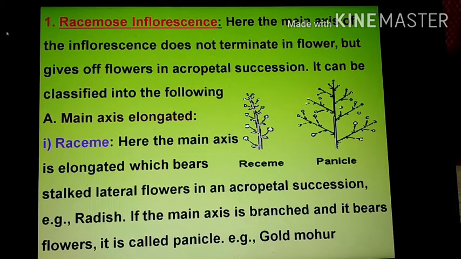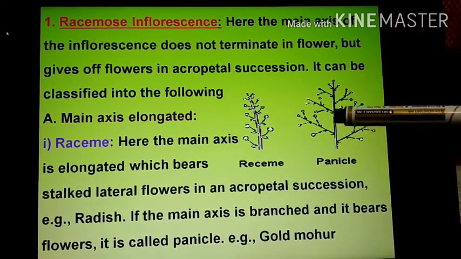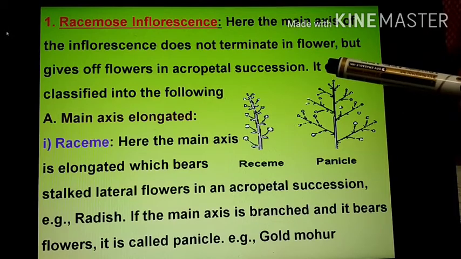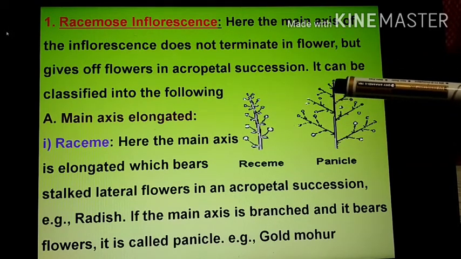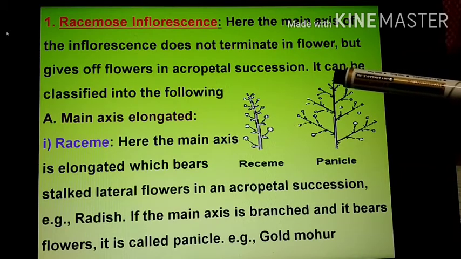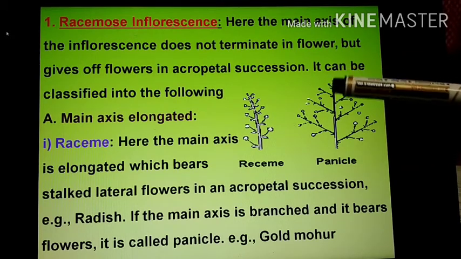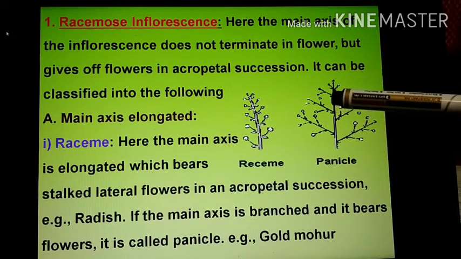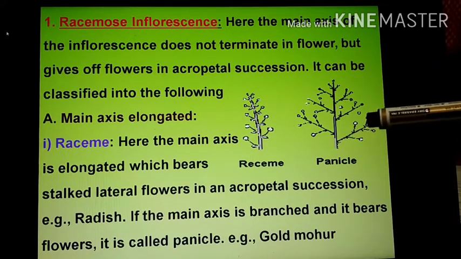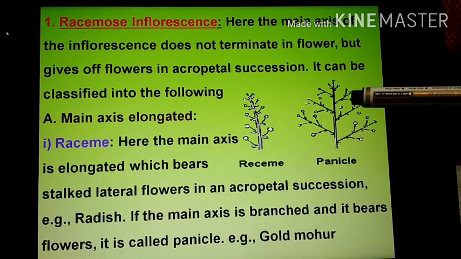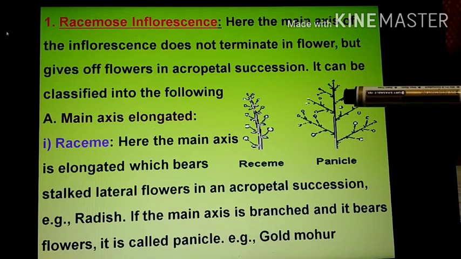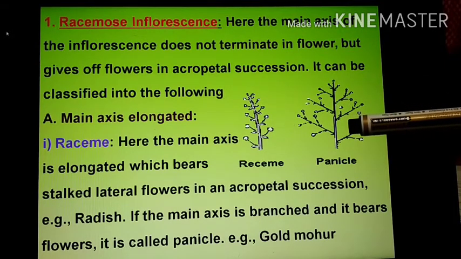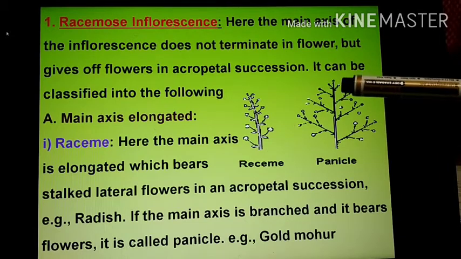Coming down to the racemose inflorescence. Racemose inflorescence is that type of inflorescence where the growing point never gets stopped. The growing point of the main axis never gets stopped by the production of a flower. Rather, it continuously goes on elongating by giving rise to the lateral flowers in the acropetal succession. যেখানে acropetal succession শব্দের অর্থ lower flowers will be the older and upper flowers will be the younger.